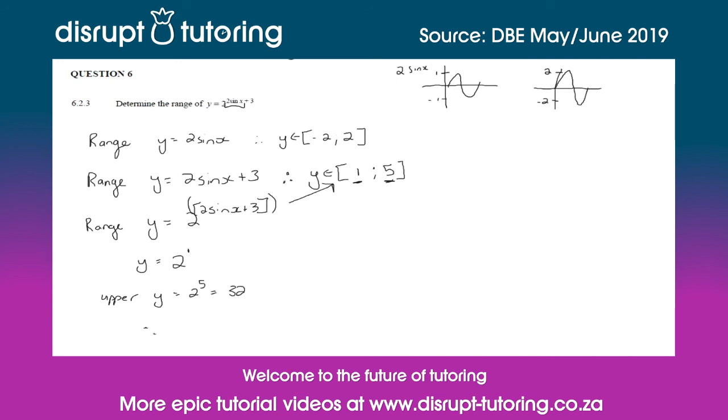So therefore, we can conclude that the range of 2 to the power of 2 sine x plus 3 is y is an element of 1. So this is 2 to the power of 1, which is actually 2. So 2 to 32. And that's your final answer.